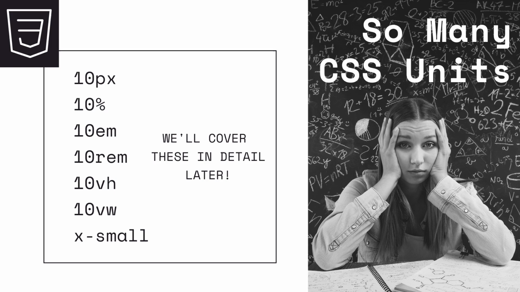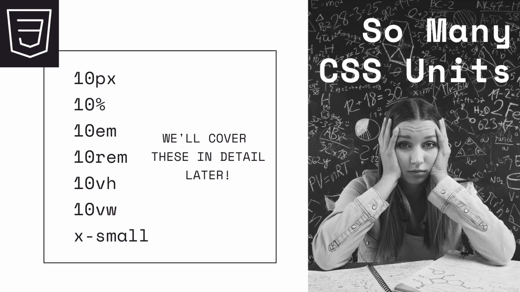There are many units in CSS that you can use, not just for font size, but also things like width and height and margin. They include things like pixels, px, percentages, ems, spelled em, rems or root ems, VHs, VW, and then named sizes like extra small, small, medium, that sort of thing.